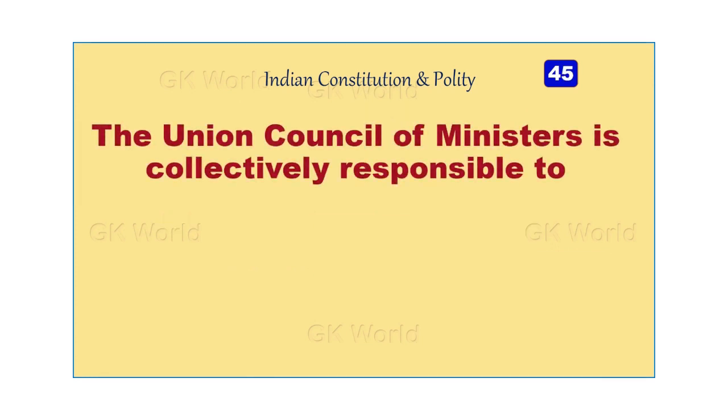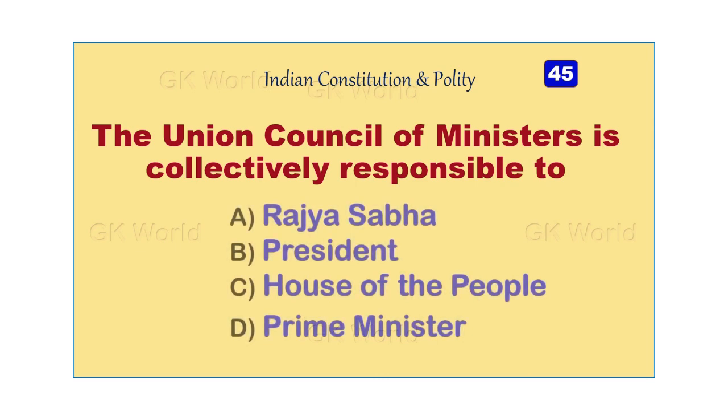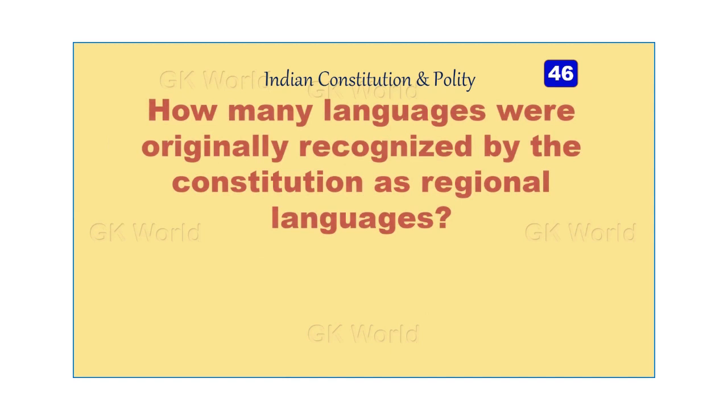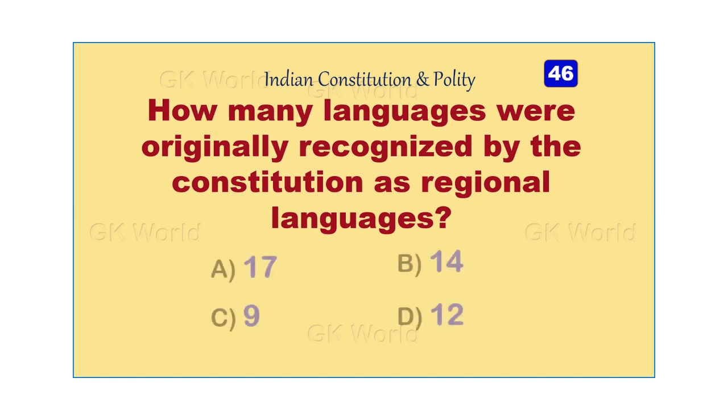The Union Council of Ministers is collectively responsible to Option C. House of the People. How many languages were originally recognized by the Constitution as regional languages? Option B. 14.